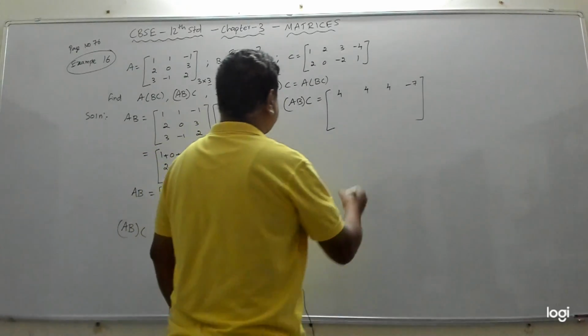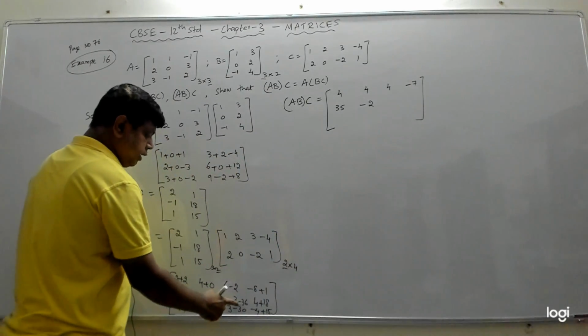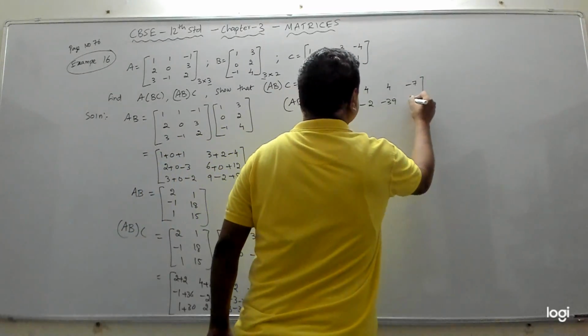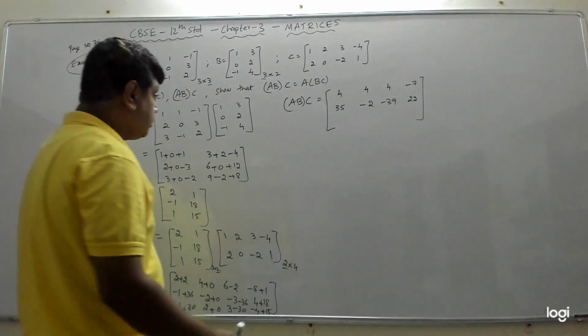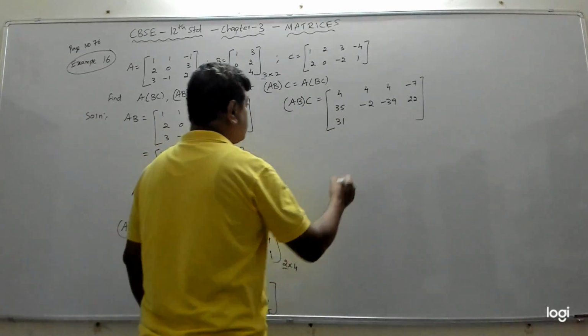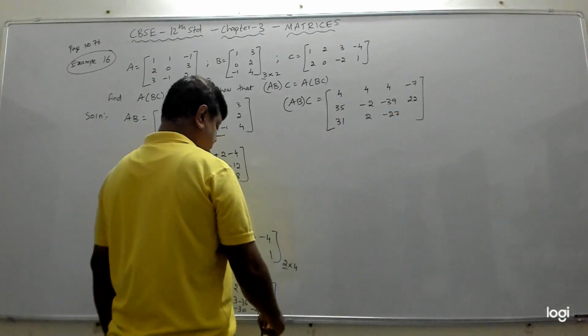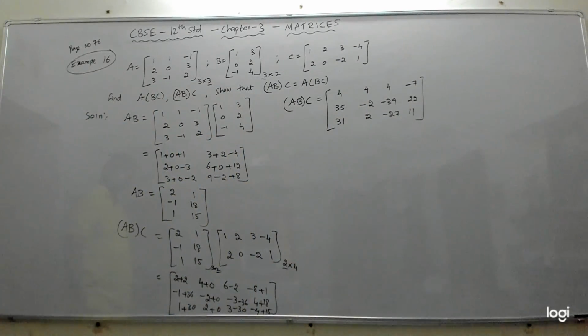Minus 8 plus 1 is minus 7. Then 1 minus 36 is minus 35. Then minus 2 plus 0 is minus 2. Minus 3 minus 36 is minus 39. Then 4 plus 18 is 22. Clear? Then next one is 1 plus 30 is 31. 2 plus 0 is 2. 30 minus 3 minus 30 is minus 27. And minus 4 plus 15 is plus 11. Fine. So this is our AB times C matrix.